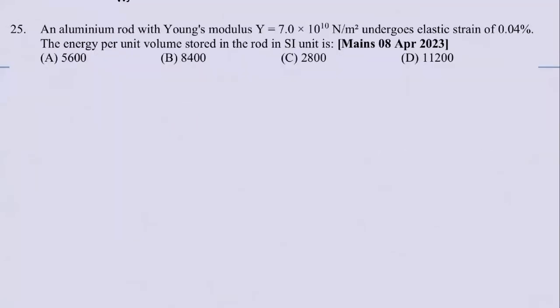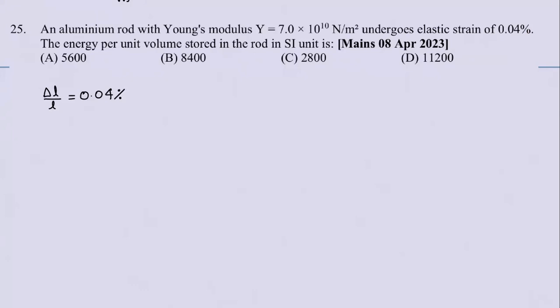This question is very straight and easy one, but only small point you need to know. Strain of 0.04%. What is that? See, we know very well strain is delta L by L. That is equal to 0.04 percentage, right? Sir, that does not mean it's 0.04. 0.04 percentage is a little tricky one. Be careful.